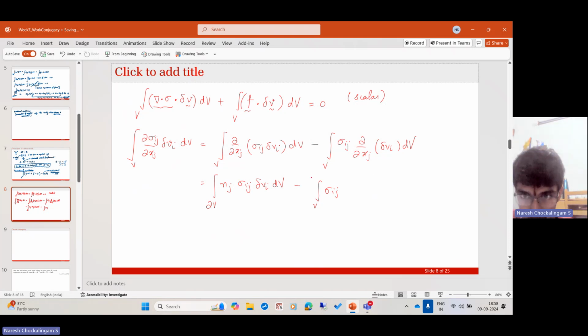∂vi/∂xj is nothing but the velocity gradient. So you can write this as the velocity gradient Lij. But here you have this delta representing a variation or a virtual velocity field. Therefore, this is the virtual velocity gradient δL. Let us get rid of the index notation.